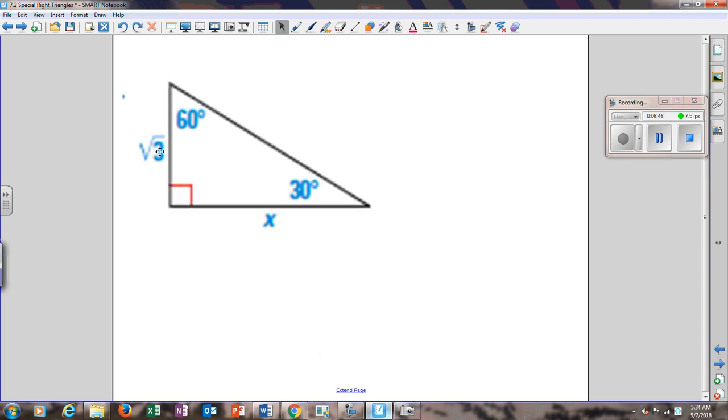This one we have the short leg being square root of 3. If I need to find the other two sides, I multiply this one by the square root of 3. So it's root 3 times root 3, and the hypotenuse would be 2 root 3, because I just multiply the short side by 2. This simplifies to 3. The roots cancel. Pretty easy.